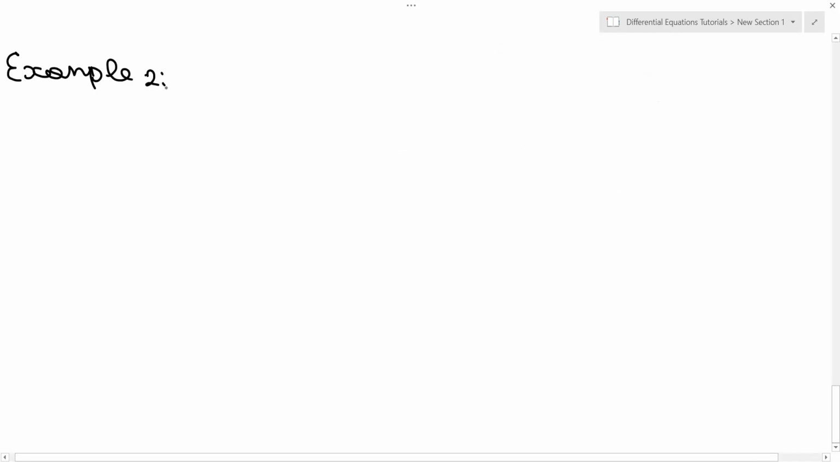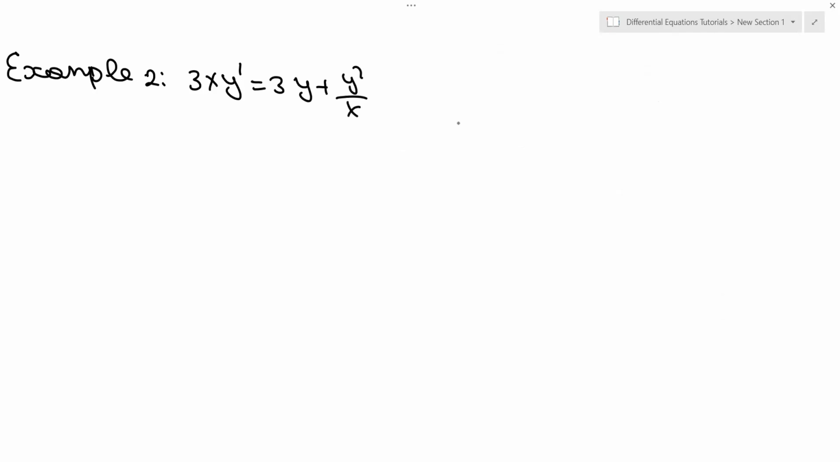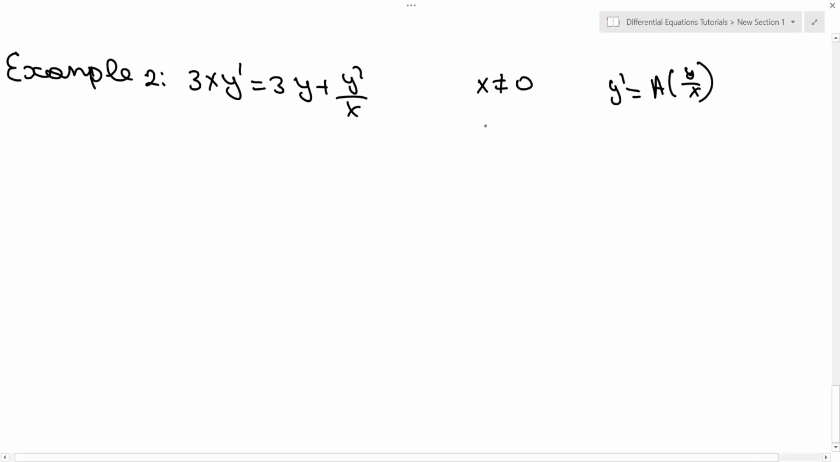Let's look at another example in the substitution method. Let's see: 3xy prime is equal to 3y plus y squared over x. And of course, we have some condition here: x cannot be 0. Again, we should move it to the form like this. As you can see, it's nothing like this. So you can pause the video and try to solve this question by yourself, and then come back here.